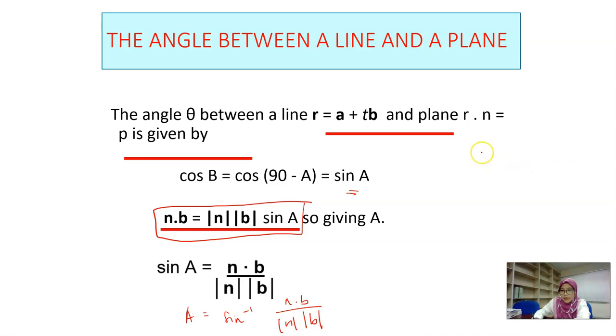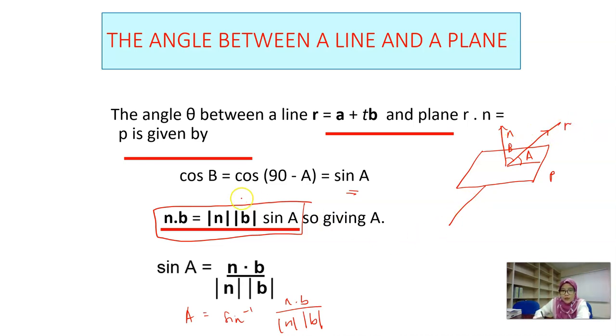Or if you have a plane like this, this is your plane P, and this is the line. This is your normal. If this is the angle that you want to find, so here is B. Okay, so you have r here.